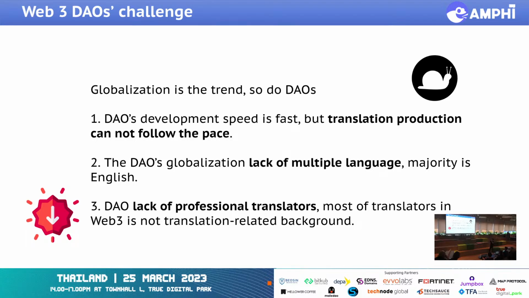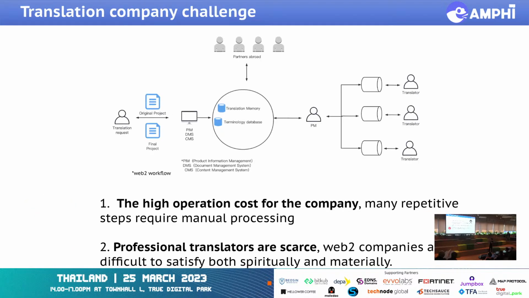And nowadays, if any organization wants to be global, they need more languages. And the third is that DAOs lack professional translators, because most people who join DAOs maybe cannot code. They just use their language advantage to participate in the DAO. This is the lower threshold for people who join Web3. And for Web2 companies, the higher cost is a very obvious challenge.